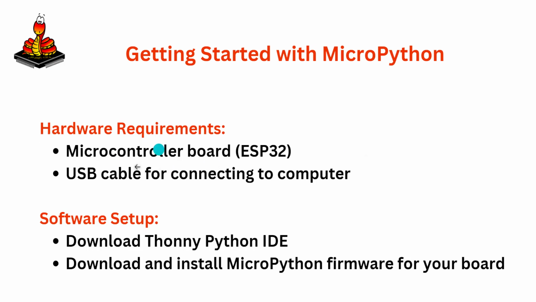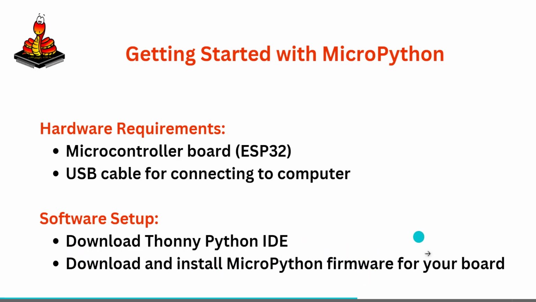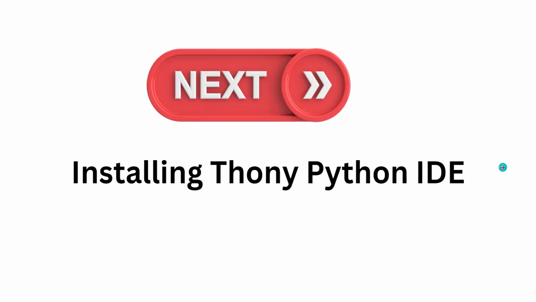In the hardware requirements, we need a microcontroller board, ESP32, and also a USB cable for connecting the board to the computer or laptop. Then for software setup, we have to download a Python IDE, and we have to download and install MicroPython firmware for the ESP32 board, right, all of you. We have to do this as well, right? So what is next? Next we are going to install the Python IDE.